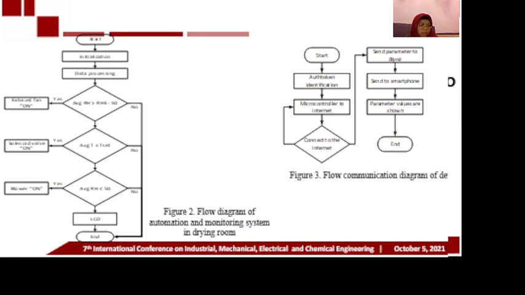Begin from start, then initialization, so the data will be processed. If the humidity average is more than or equal to the environment humidity minus 50, the exhaust fan will turn on. If not, the process will end. If the average temperature is less than or equal to the temperature setting, the solenoid valve will turn on. If not, the process will end. If the average humidity is less than or equal to 50, the blower will turn on. If not, the process will end.